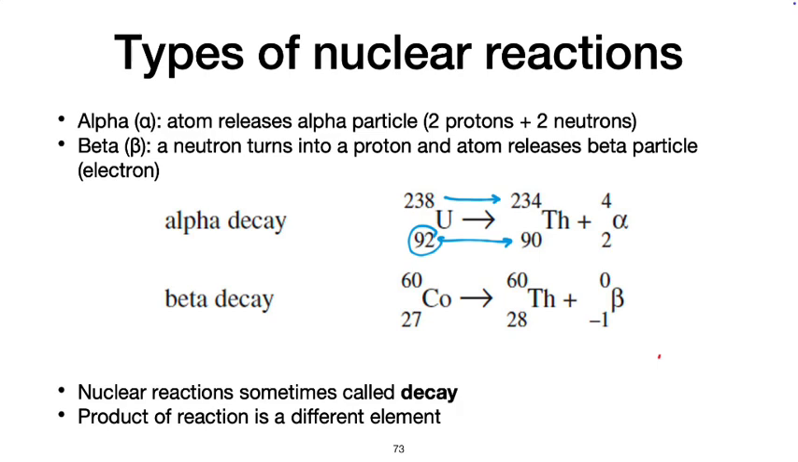Does it make as much sense for the beta decay? What happened to my number in the beta decay? It stayed the same, or increased. That doesn't quite fit the decay statement as much as we would like, right?